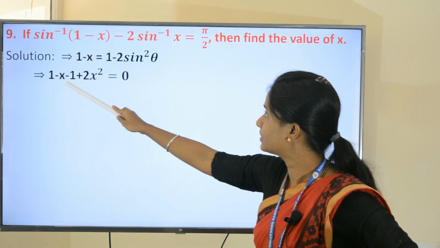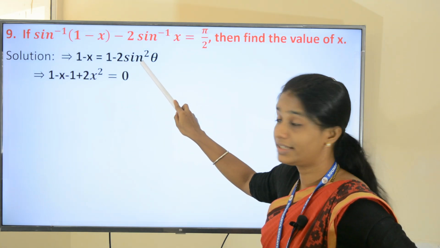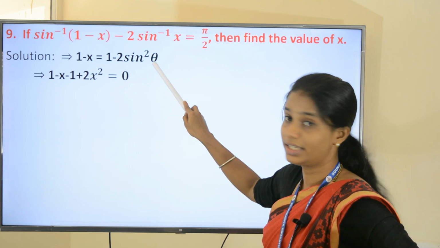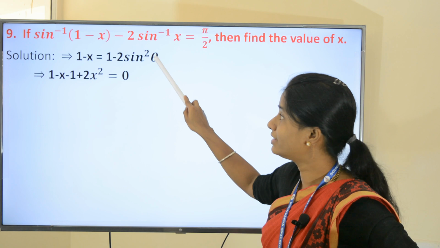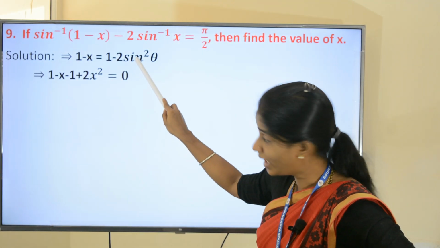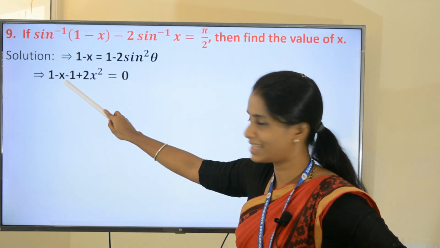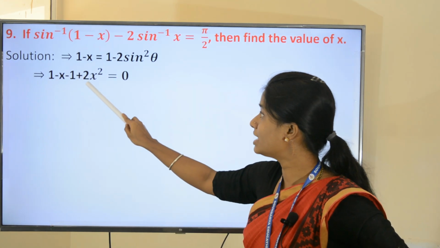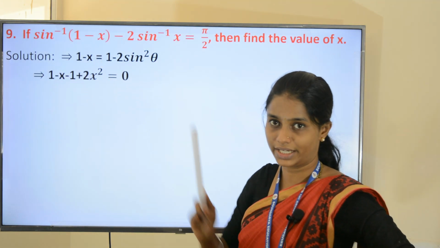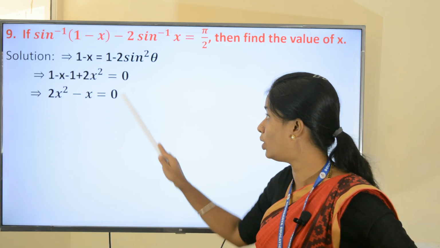1 minus x. Now what I did here, students, 1 minus 2 sine square theta can be replaced with x, isn't it? Initially we have taken sine theta is equal to x, sine square theta is equal to x square. So that entire 1 minus 2x square I have shifted to the left hand side. So that will become 1 minus x minus 1 plus 2x square is equal to 0. Now plus 1 minus 1 get cancelled. Remaining will be 2x square minus x is equal to 0.